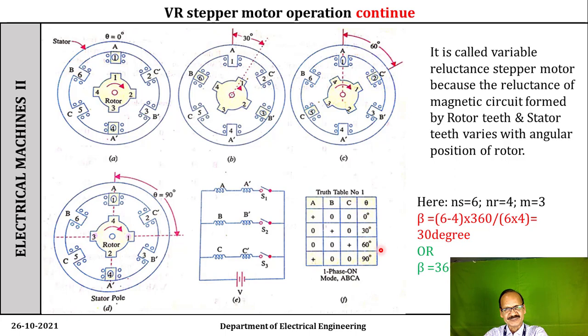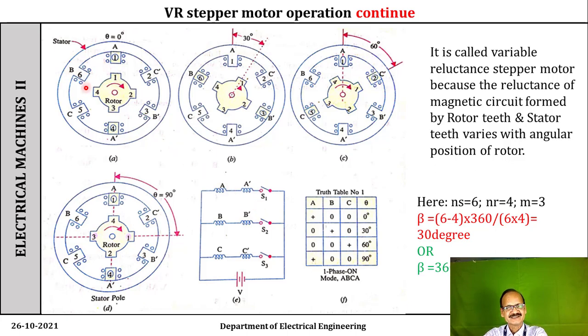Its truth table is shown here, the A, B, C. Its direction of rotation depends on the sequence of operation of these switches S1, S2, S3, or A, B, C, A, and not on the polarity of the current flowing through these three phases. So there are three windings, A dash, B dash, C dash, which are supplied by the DC source. The three switches are connected there and they are operated sequentially, one at a time. Okay. Now let us look at the operation.